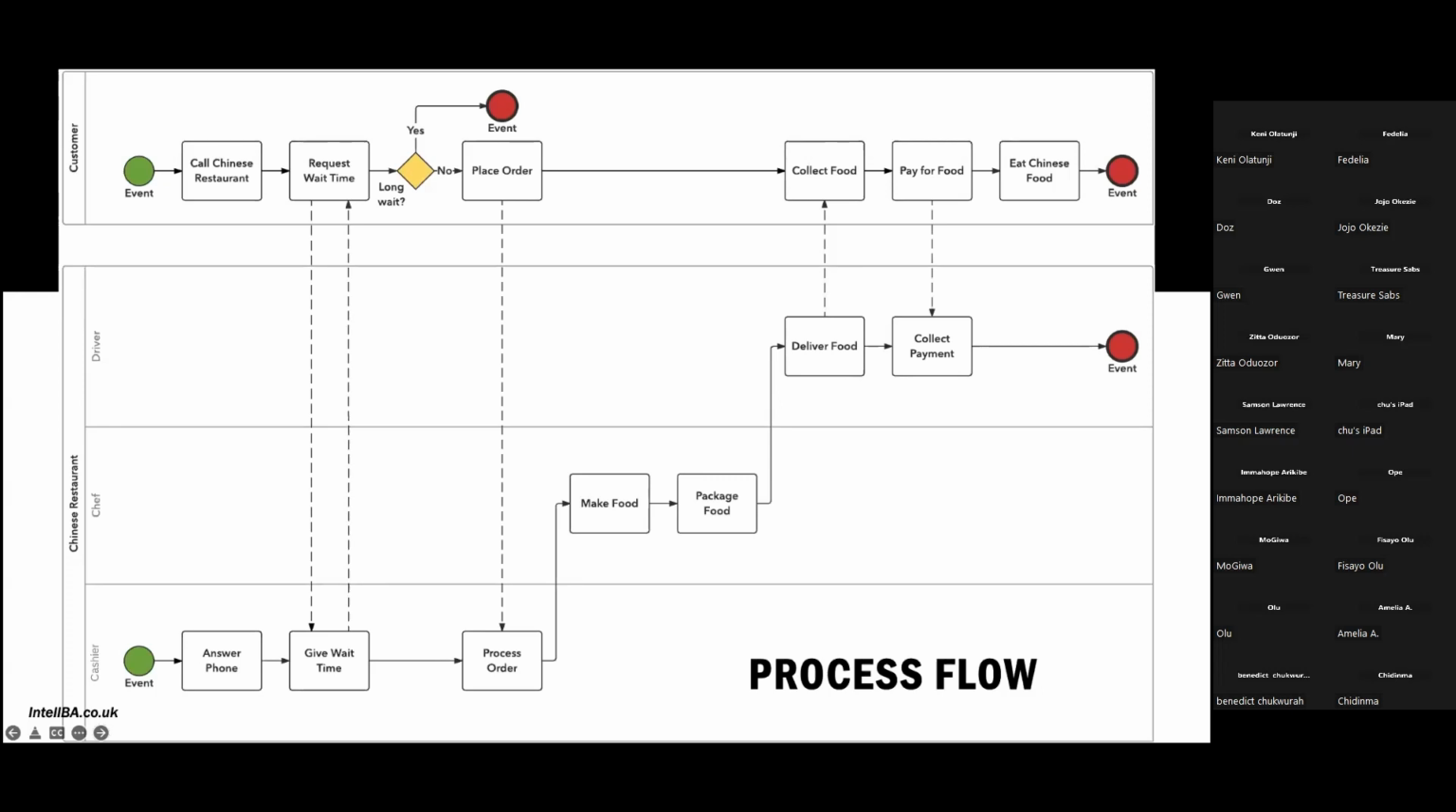They take it to the customer, the customer collects the food, the customer pays for the food, the driver collects money, and for the driver, the event ends there. For the customer, they eat the food and it ends there. So these are all simple processes. And again, we are using BPMN, the notation that is used to represent it, which we'll talk about shortly.